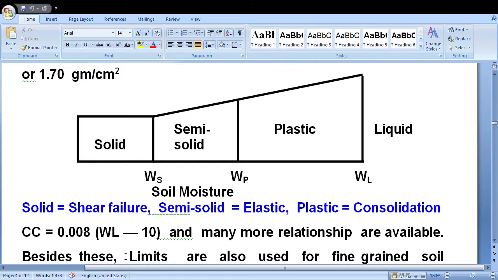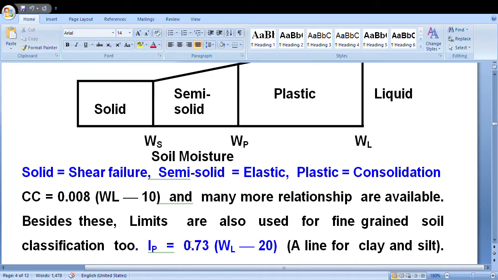And somebody uses 0.007 times the liquid limit minus 20%. Some say it will be 0.009, it will be 15%. And there are so many relations with the plastic limit also, but this equation is adopted by Indian Standard 2.